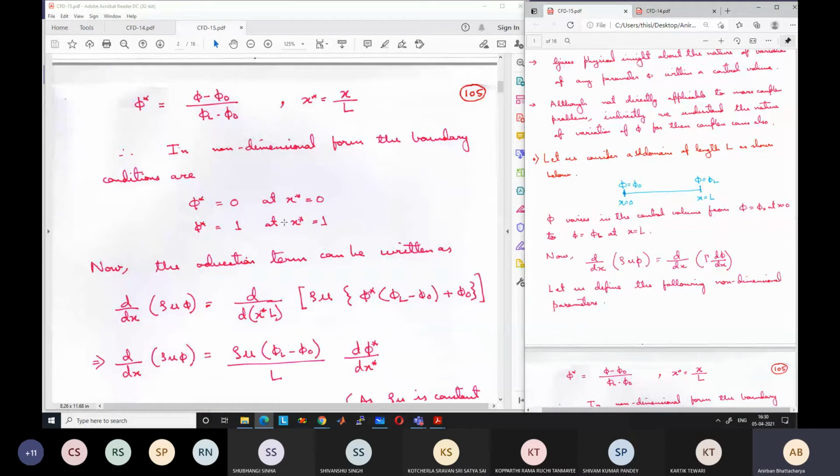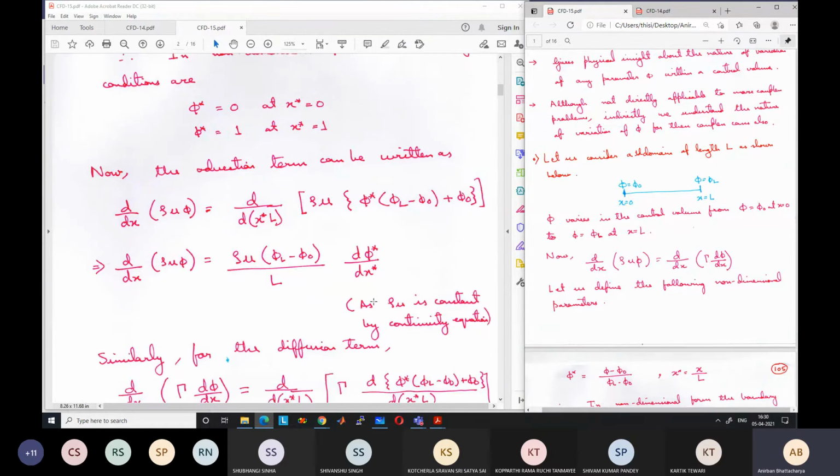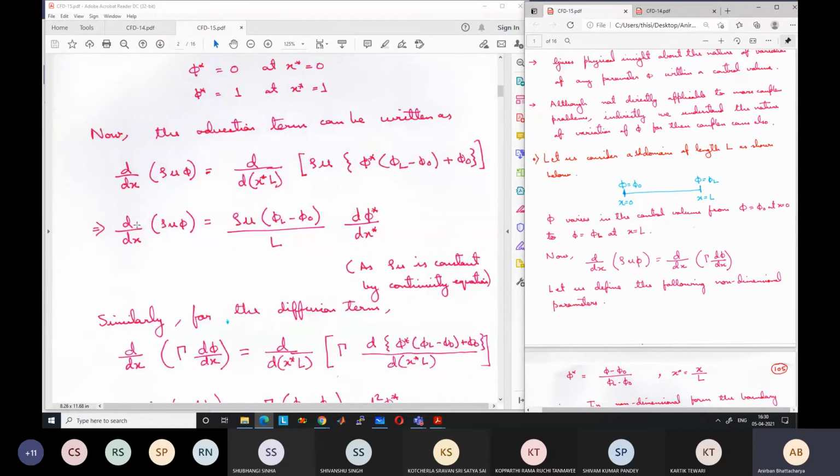So now let us non-dimensionalize or write the two terms, the advective term and the diffusive term, in terms of the non-dimensional parameters. Okay. So again, it looks cumbersome here because I am just showing you the written part. If it was on board, I could have derived, but it's not very difficult. It's just rearranging the terms. Okay. So let me explain.